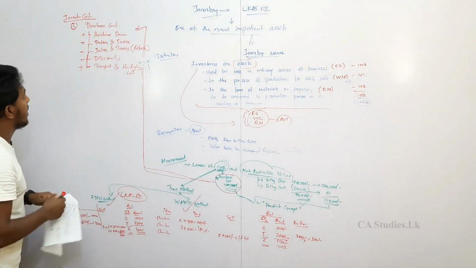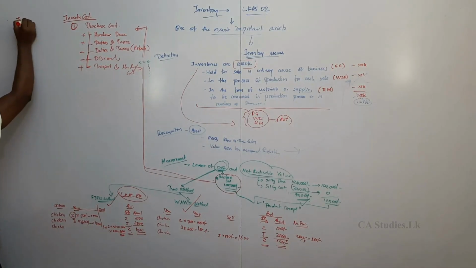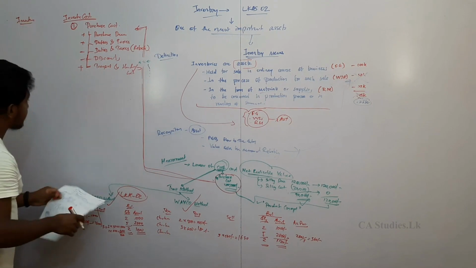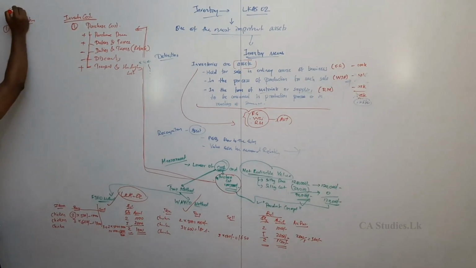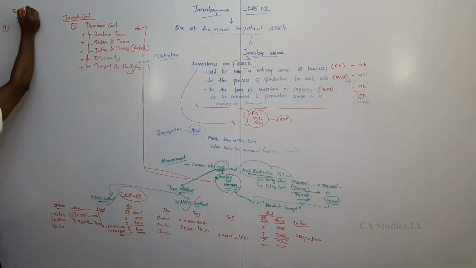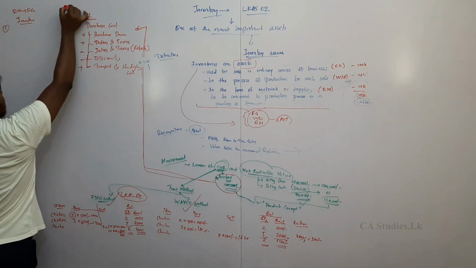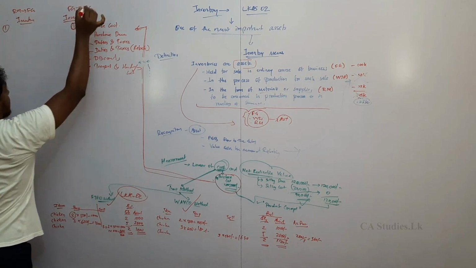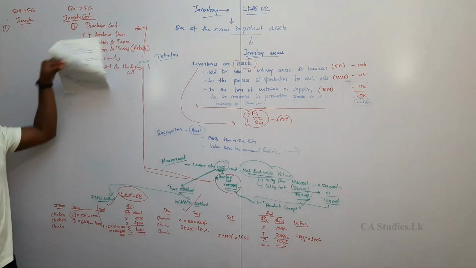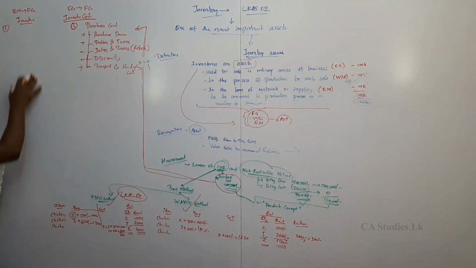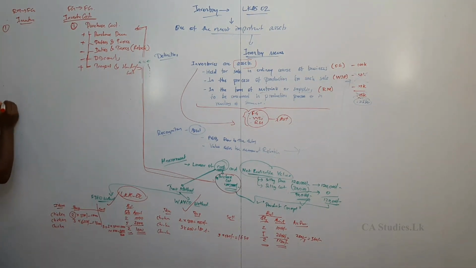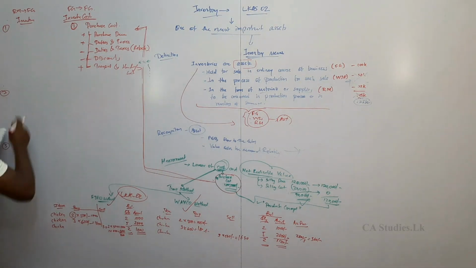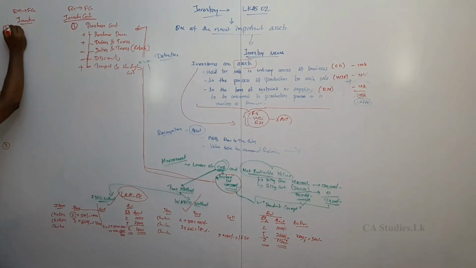Say we take another company. In this company, they are not purchasing the finished good. They are purchasing raw material and changing it to finished good. Where they purchase finished goods and sell finished goods, they only have one item, purchase cost only. If you purchase raw material and change it to finished good, you will have three elements of cost, right?